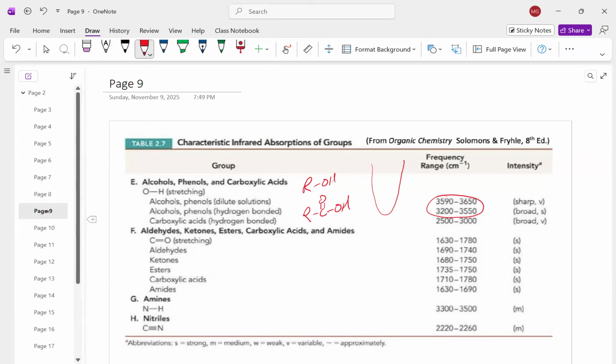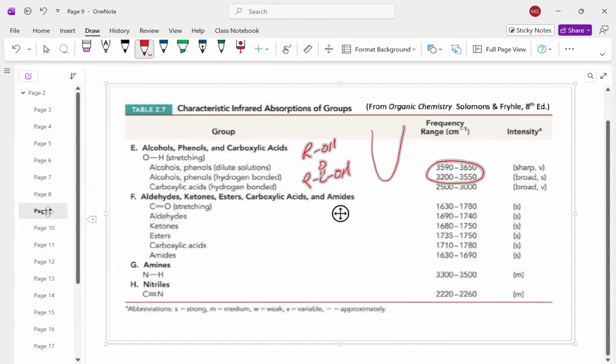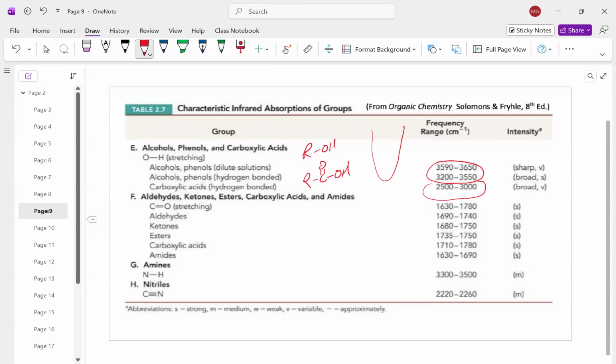Carboxylic acid OH groups, and we'll see examples of this. So I'm going to show you some actual spectra, and we'll interpret some in a little bit. Again, there's a wide region where they can be found. And one of the things about carboxylic acids is that their OH signals are even more broad.